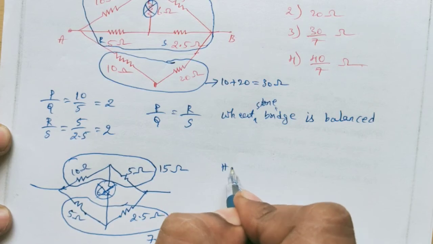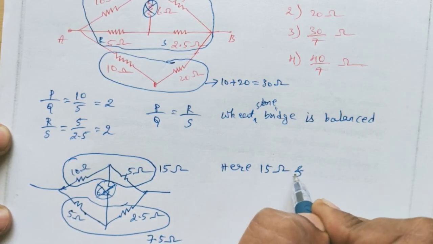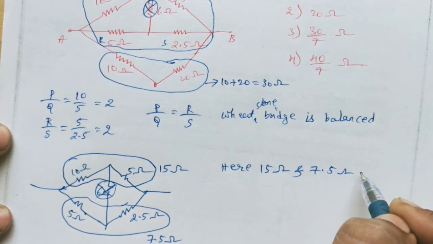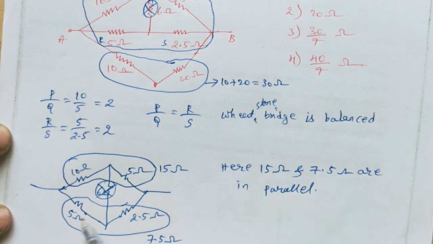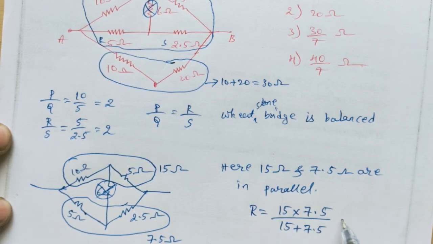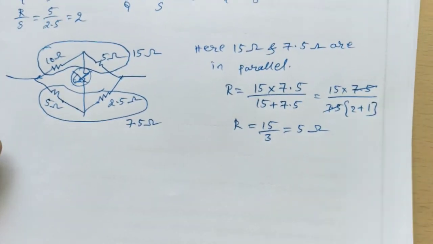Observe carefully here, 15 ohms and 7.5 ohms are in parallel. So now on calculation we get R is equal to 15 into 7.5 divided by 15 plus 7.5. So here 15 into 7.5 divided by, taking 7.5 common, 2 plus 1. So this 7.5 and this 7.5 cancel. Now 15 by 3 is equal to 5 ohms we are getting. So this value is equal to 5 ohms.